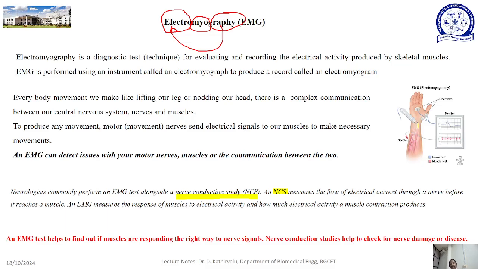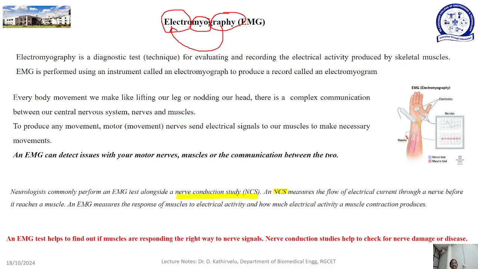For example, you give a nerve impulse at this point, and you measure the nerve impulse at this other point. You know the distance and how much time it takes to sense the electrical impulse at this point, and by this you can measure the nerve conduction velocity, which will tell you whether the nerve is properly carrying the nerve impulses.